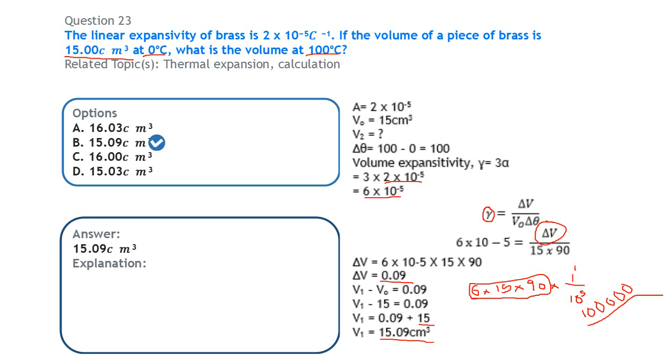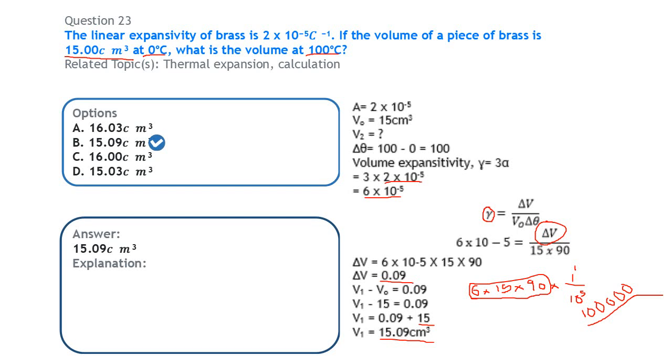Let's just denote that as V2. Now what we are going to look at is the change in the temperature of that brass. The change in temperature here is this new temperature, 100 degrees Celsius, minus the old one, which is 0 degree Celsius. So the change in temperature here is 100. Now the formula is volume expansivity is equal to change in volume over the original volume times the change in temperature. Okay, that is the formula.